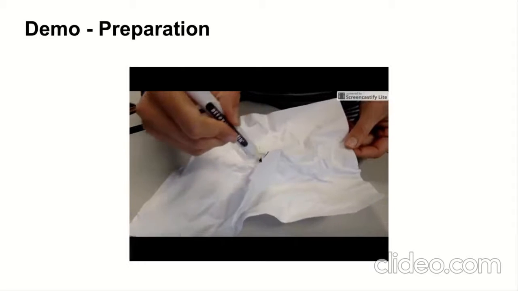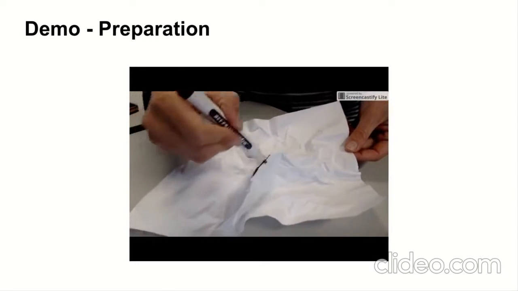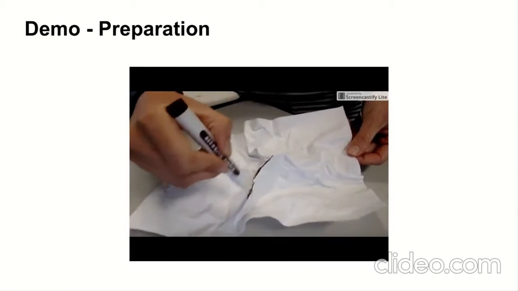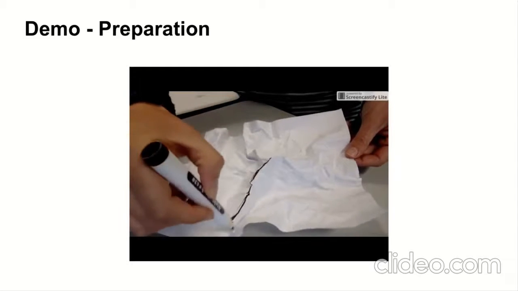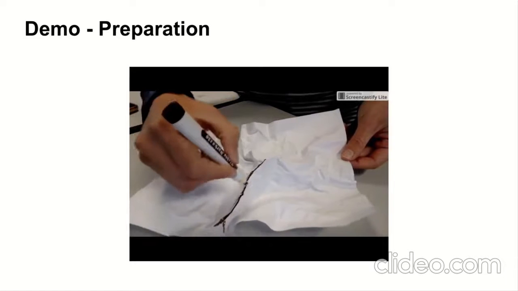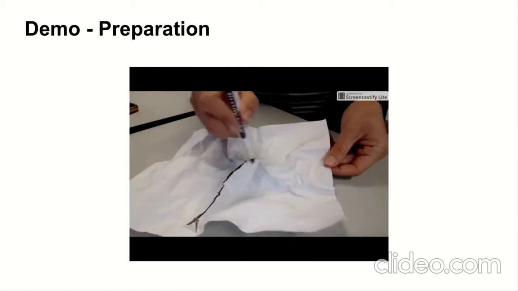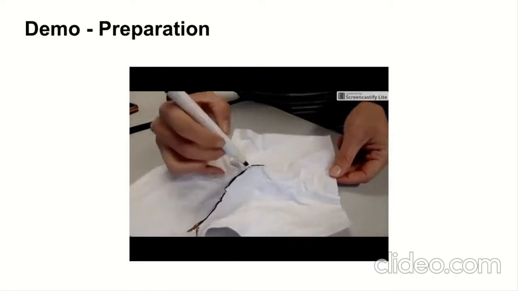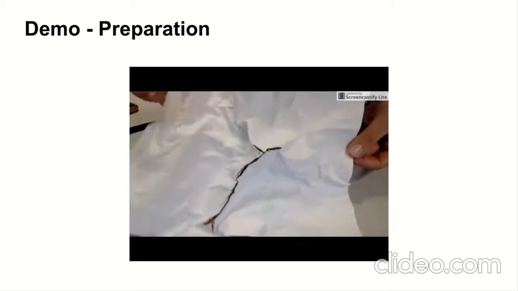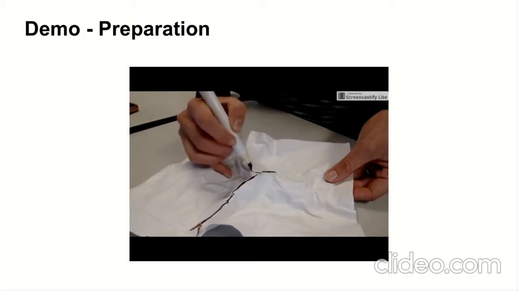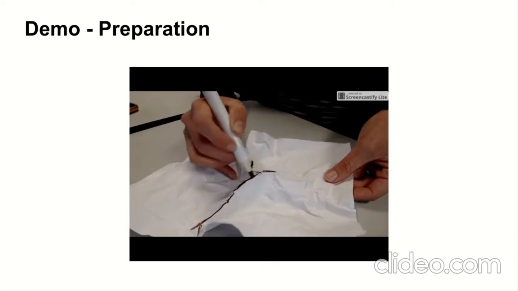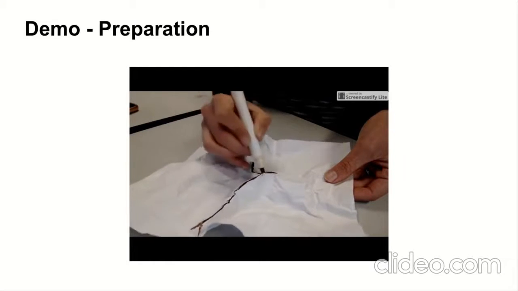So I'm going to trace the ridge. Only the highest points, only the ridges. And you're going to do this with your brown marker. Try to do it kind of thick, because the thicker your marker, the better results you're going to get.